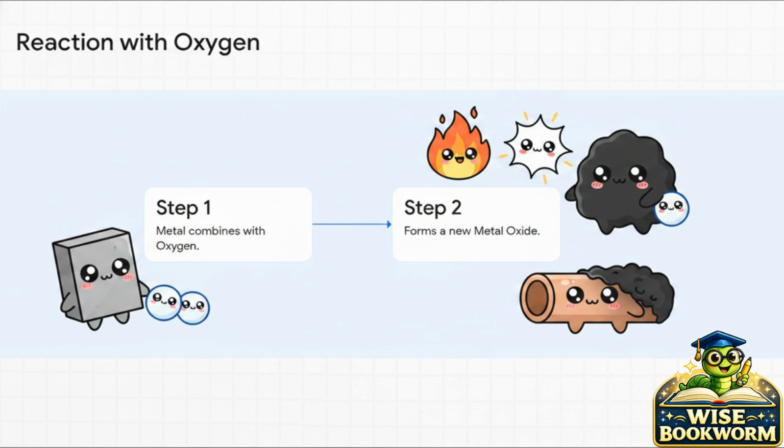And the visuals here can be stunning. Magnesium, for instance, burns with a dazzling, almost blinding white flame. Copper doesn't burn with a flame at all, actually. Instead, it gets coated in this thick black layer of copper-2 oxide.